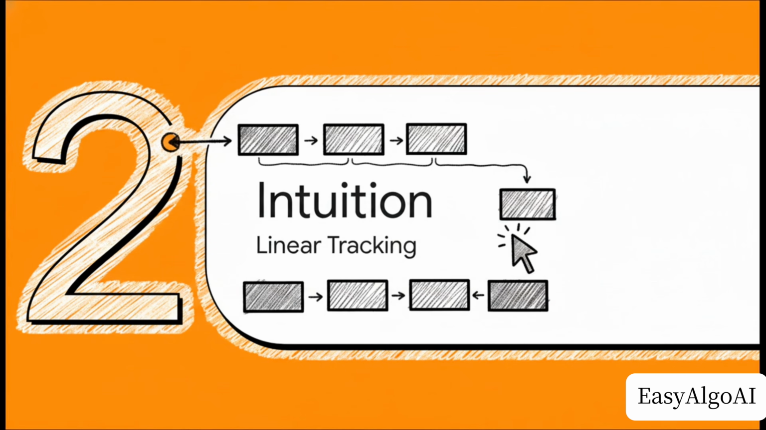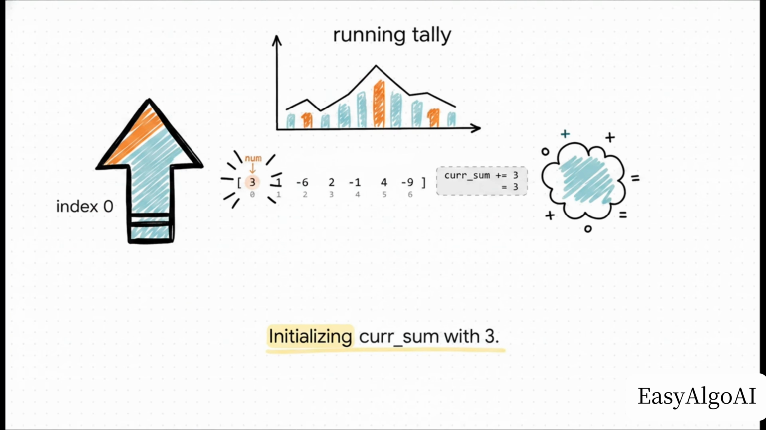To find that faster method, let's roll into Section 2, intuition and linear tracking. We're going to mentally walk through this array step by step, kind of simulating it as if we were the algorithm itself. We start right at index 0. To hunt down that maximum sum, let's try keeping a running tally of our contiguous subarray. We'll initialize our current sum, let's just call it cur_sum, with our very first value, which is a 3. Okay, so far so good. Our running sum is a solid positive 3.